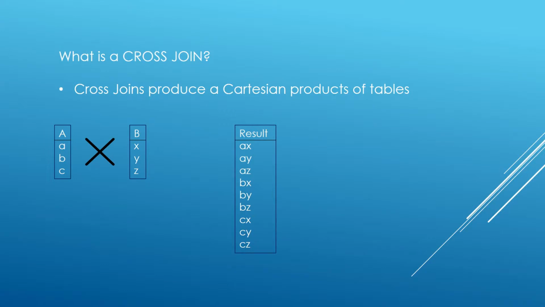So it joins every row in your first input to every row in your second input. And if you were to cross join another table, then every row in the third table would be joined to every combination of the results from the first two inputs as well. Let's go over to SQL Server Management Studio and we'll work through some examples.